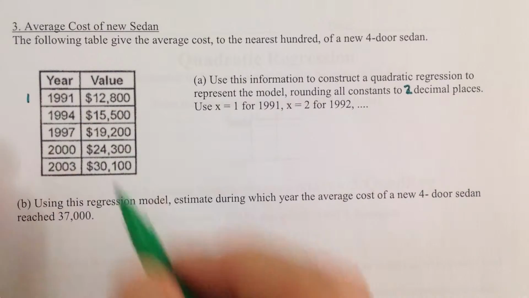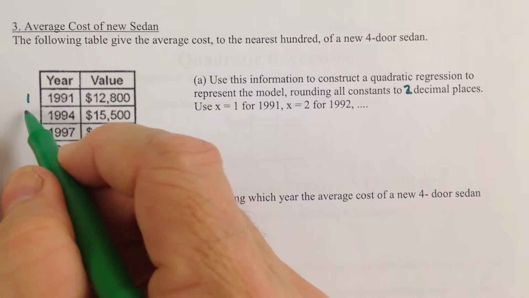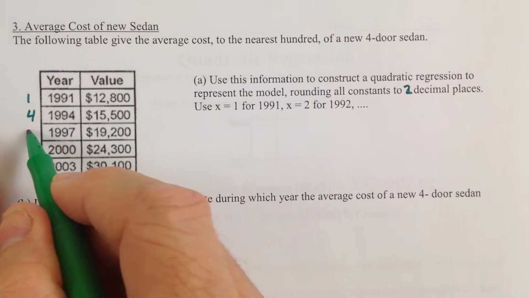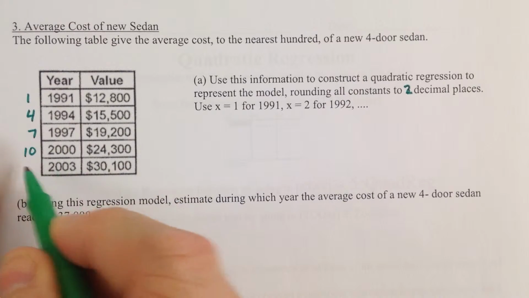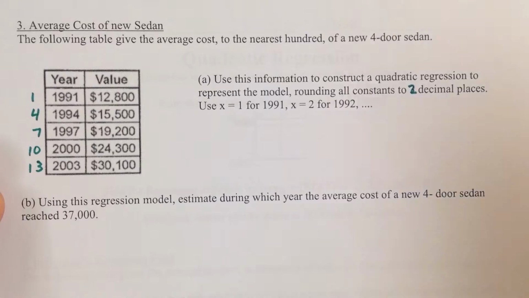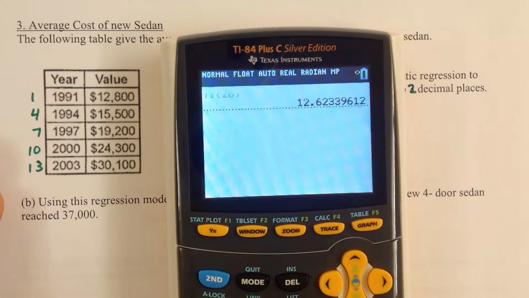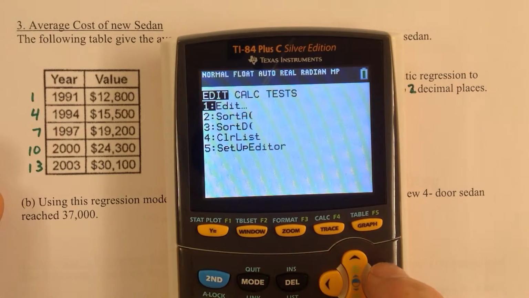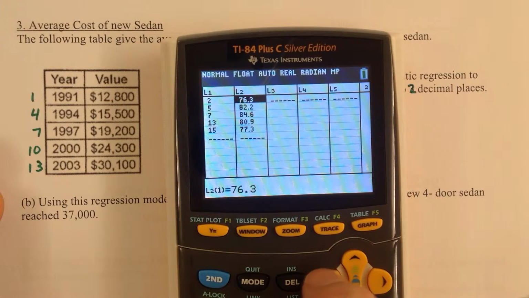X equals 1 for 1991. That's helpful. So 4 would be 1994, 7, 10, and 13 would be our numbers that we'll input into the calculator. So go ahead and go to Stat. We're going to edit our lists.